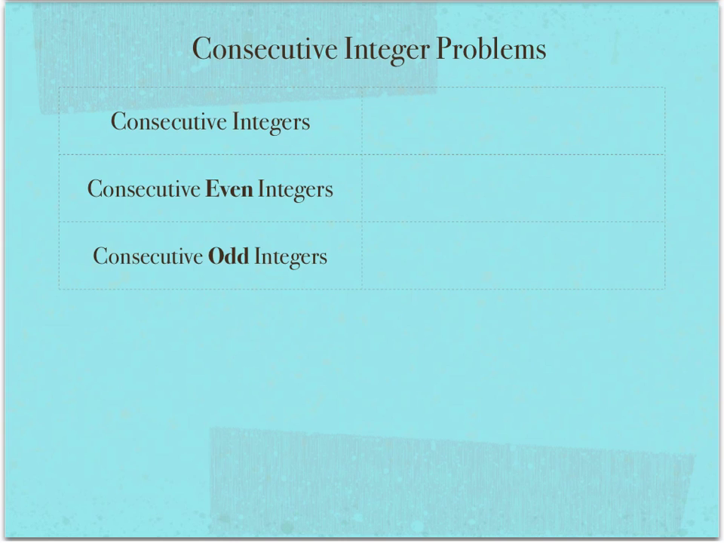So when we write consecutive integers, we're thinking about n, and the number that comes right after it is just one bigger, n plus 1, and then the next one would be one bigger than that, n plus 2, and so on and so forth. And examples of that would be 7, 8, 9, negative 3, negative 4, negative 5, that type of thing.